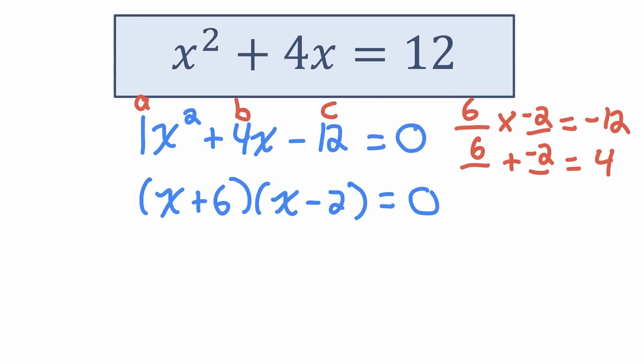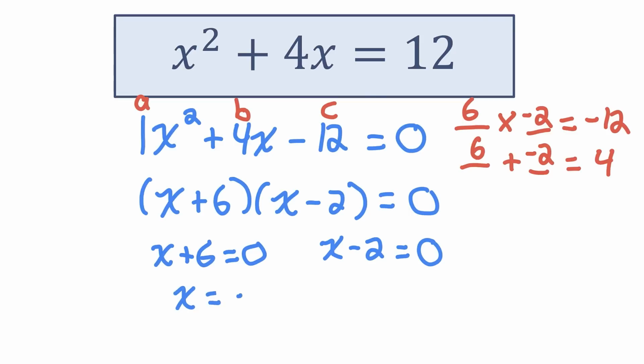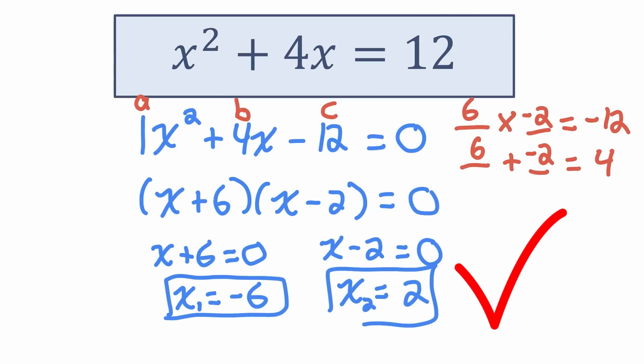Now that it's in factored form, I can use the zero product rule that tells me the product of two factors is 0 if either of the two factors are 0. So if x plus 6 was 0, the whole product would be 0. Or if x minus 2 was 0, the whole product would be 0. X plus 6 would be 0 if x was negative 6. And x minus 2 would be 0 if x was 2. So we have 2 solutions to this equation, negative 6 and 2.